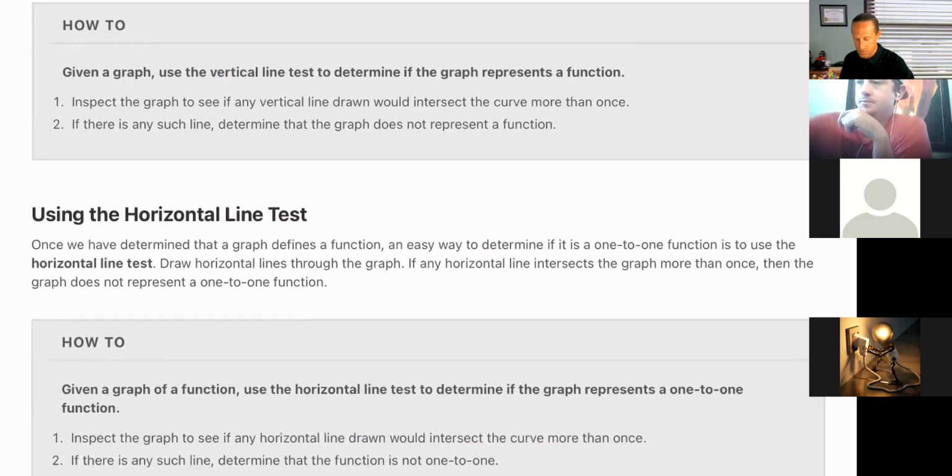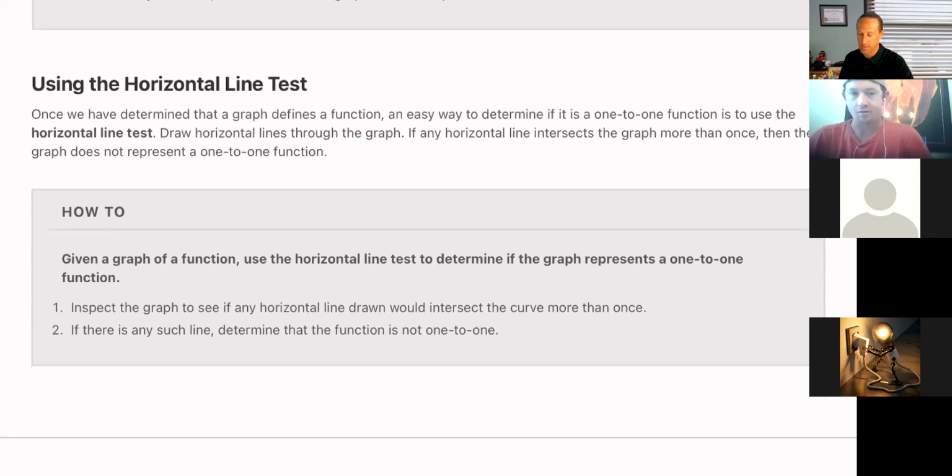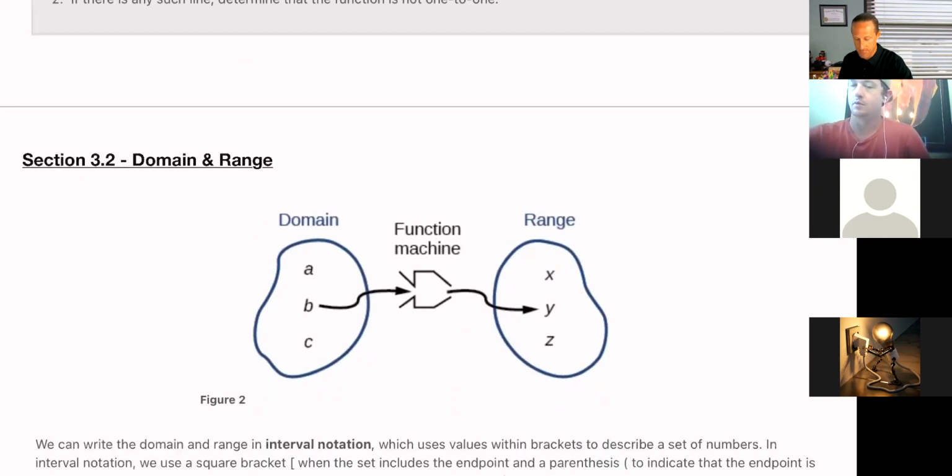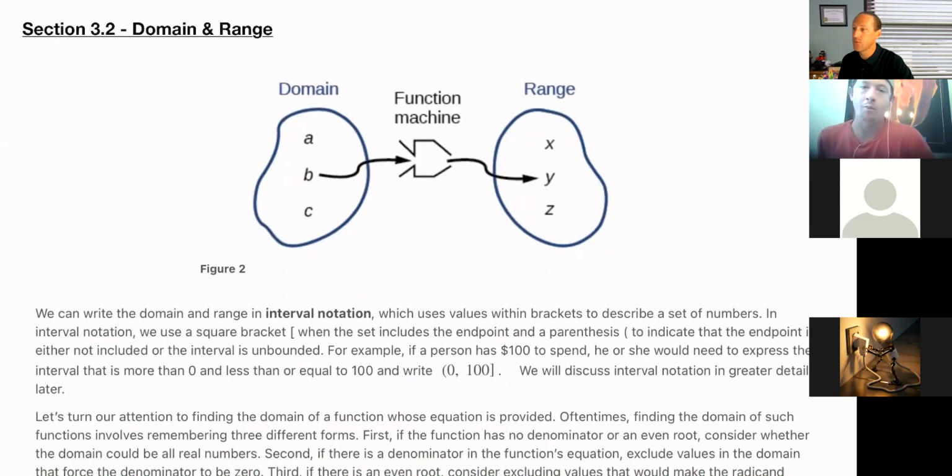And that will get us into those inverses and things like that. So again, vertical line tests to see if something is a function, horizontal line tests to see if it's a one-to-one function. That's it for the first section. That's the synopsis of everything.